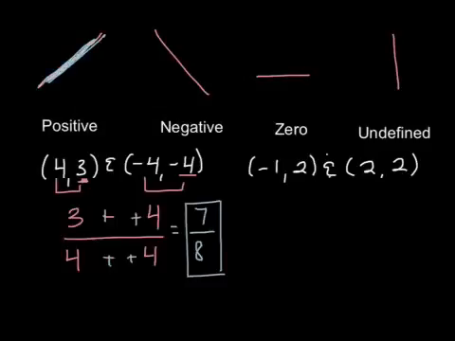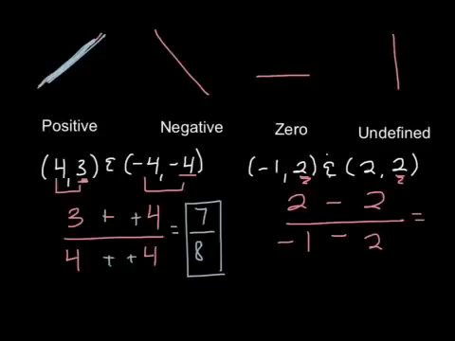The next problem, I'm going to do the same thing. It's going to be the change in y, so I put the y's on the top from left to right. The x's on the bottom, -1 and 2. So that gives me 0 over -3. And I get so many mistakes here. Is it 0? Is it undefined?